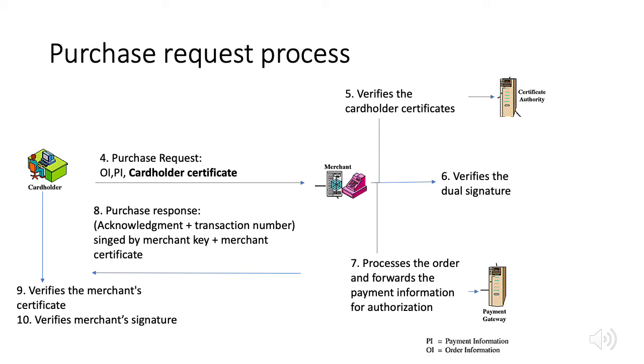The merchant will verify the cardholder certificate, then will verify the dual signature, and then the merchant will process the order and forward the payment to the payment gateway to authorize the payment. Then the merchant will send a purchase response, and this response contains the acknowledgement and the transaction number signed by the merchant, and this message also contains the merchant certificate. The cardholder will verify the merchant certificate, then will verify the merchant signature.